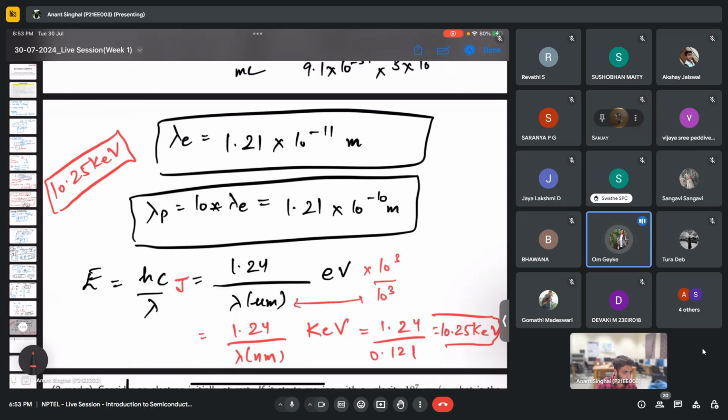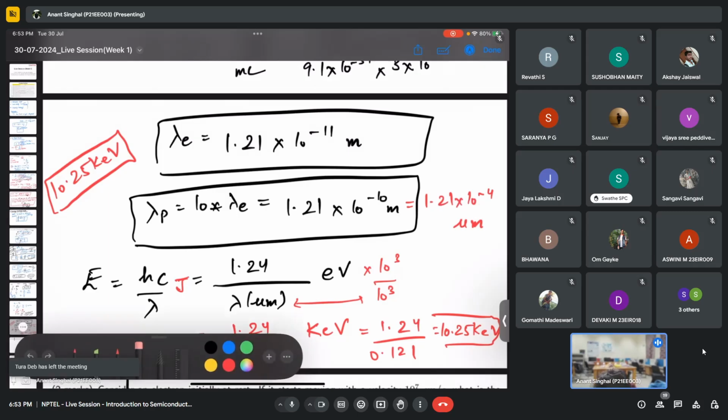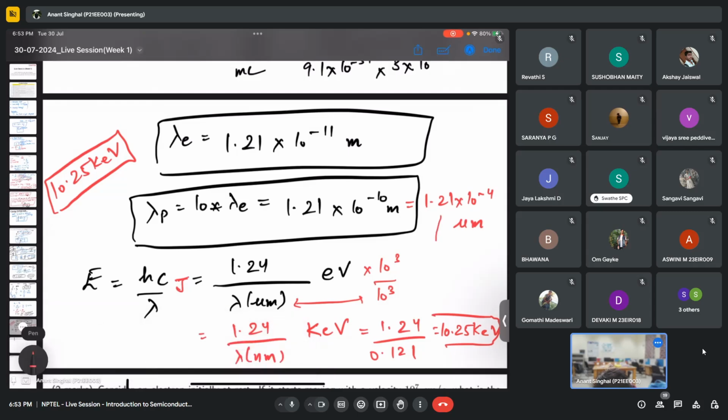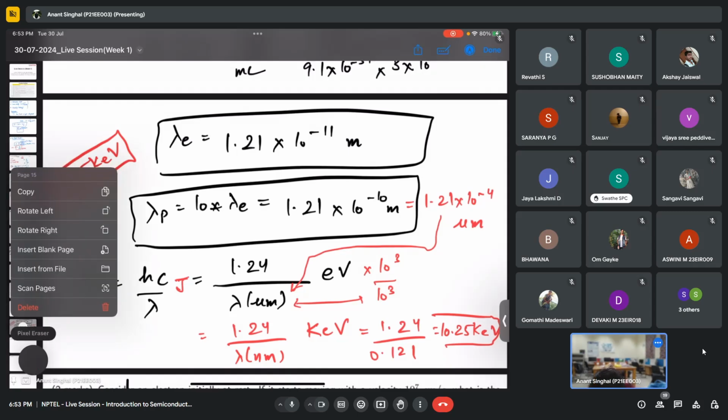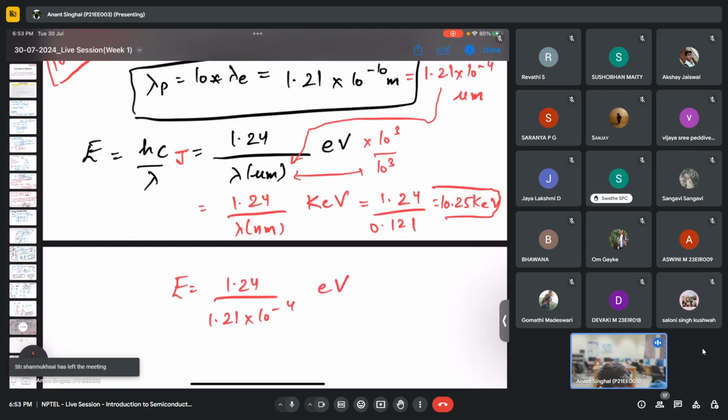Sir, that 1.121 into 10 to the power minus 10. Yeah. So what I can write this as 1.21 times 10 to the power minus 4 micrometer. So this is what I need to feed here. So maybe I can do it for you so that it will be easier. So energy will be 1.24 divided by 1.21 times 10 to the power minus 4 electron volts, since this is in micrometer.